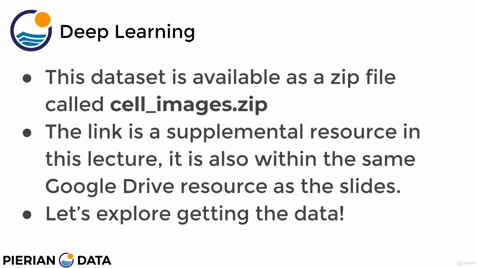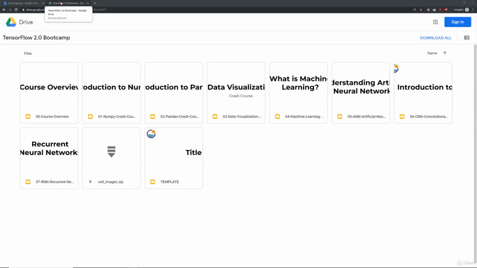So let's go ahead and go to the supplemental resource link. It is within this lecture, or you can visit the link also in the FAQ lecture. Let's head to that link now. All right, so there are two different ways of getting this. If you've already explored our slides that correspond with the sections of this course, you've probably already seen this Google Drive that links to all the slides. Within this Google Drive, you'll notice that there's cellimages.zip. So you can go ahead and click this and download it.